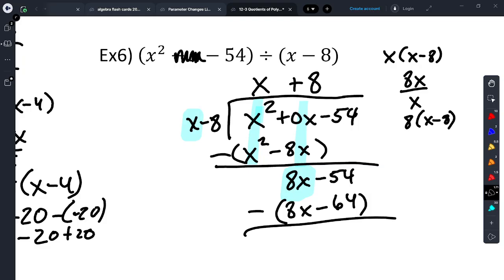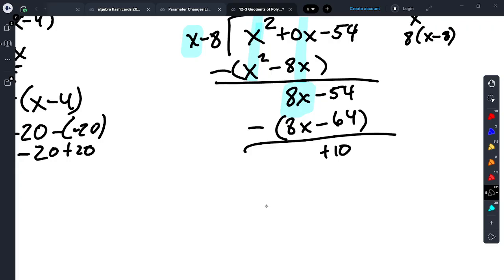I'd have negative 54 minus a negative 64, which is negative 54 plus 64, which is positive 10. So I get a remainder of 10. You can have negative remainders with polynomials, okay? And what do you do with it? Instead of adding 10 over x minus 8, you do minus 10 over x minus 8, yeah?